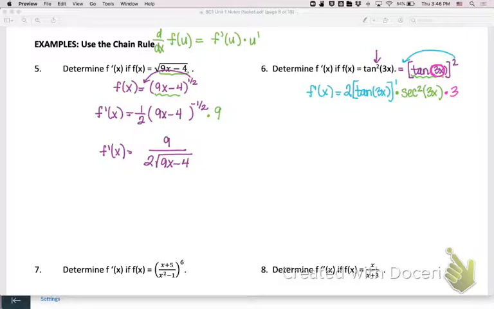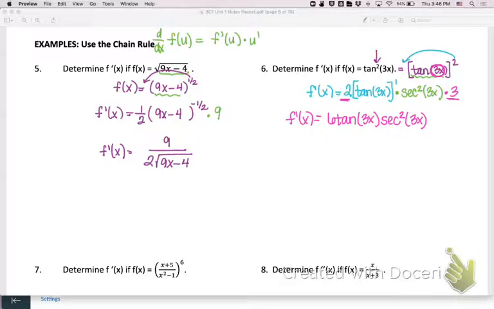And so now we can tidy this up just the tiniest bit. We can multiply the 2 and the 3, but that's really all we can do. So we get 6 tangent 3x secant squared 3x. And that is what we get. You can't really simplify any more than that. But this is a great example of multiple layers and having to work from the inside out.